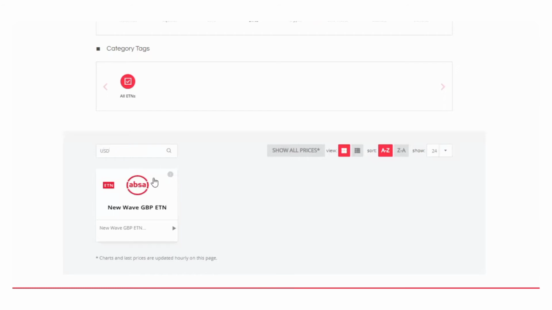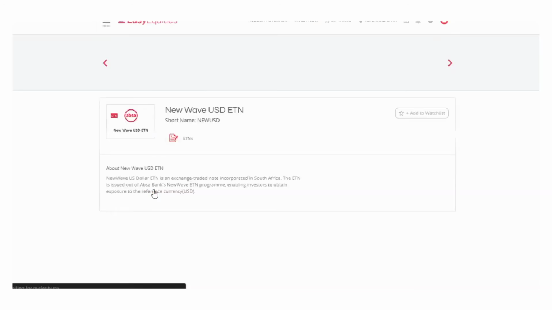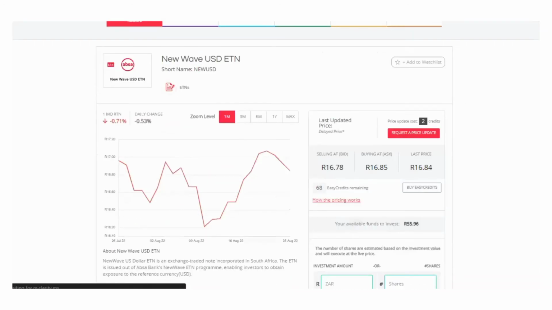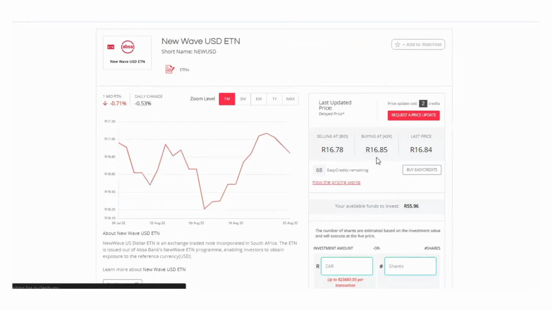Let's just check out the USD ETN just so you can see how it works. It's very simple. It's like buying any other thing on Easy Equities. You're going to click on it and you can see the value of the dollar versus the rand here. So $1 costs 16 rands 85 cents right now.